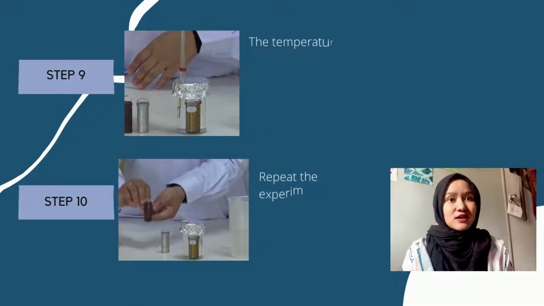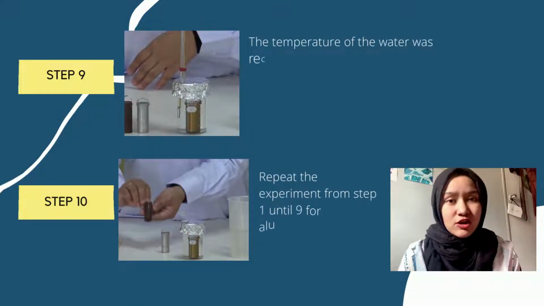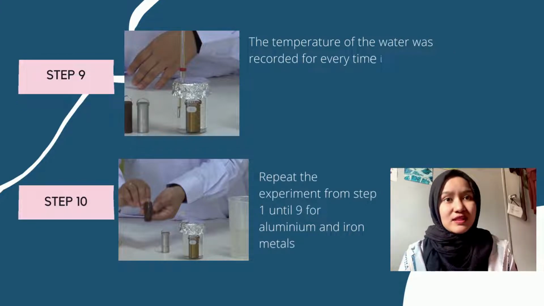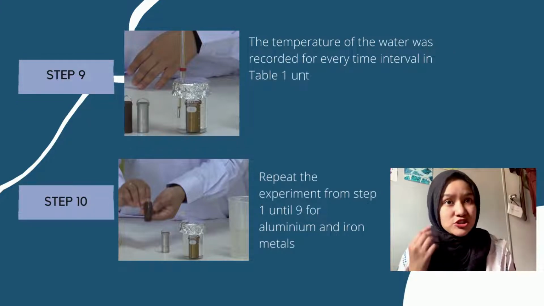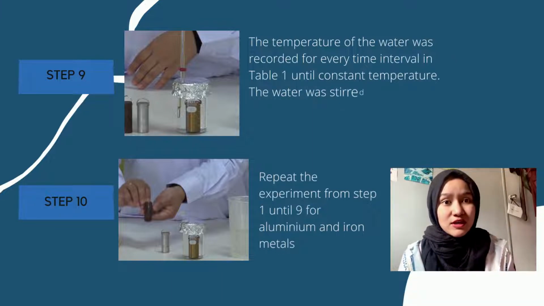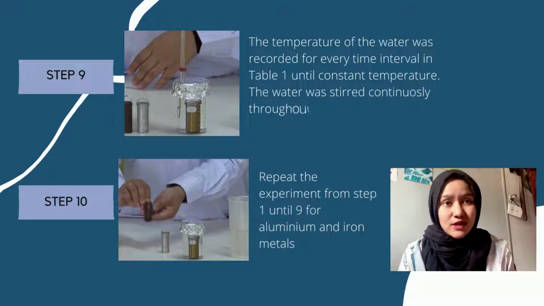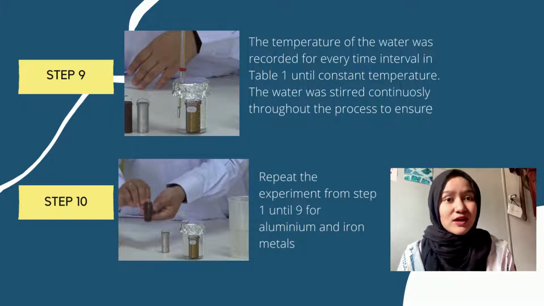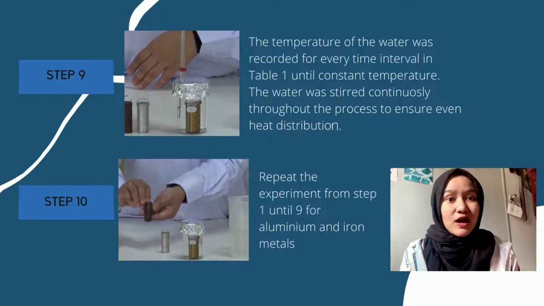For the second last step, the temperature of the water was recorded for every time interval in table 1 until a constant temperature was reached. The water was stirred continuously throughout the process to ensure even heat distribution. For the last step, repeat the experiment from step 1 until step 9 for aluminium and iron metals.